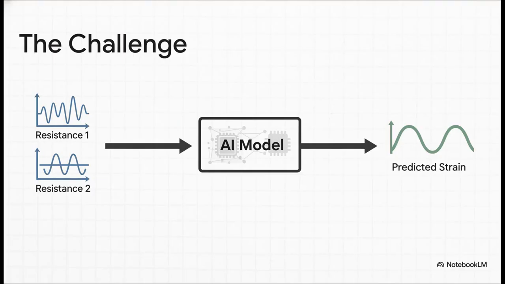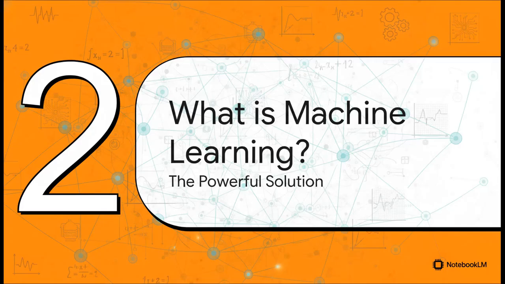So for this lab specifically, here's the setup. You've got two inputs. These are the resistance readings coming from two different electrodes, and your target, the thing you want to predict, is the physical strain being measured. So the mission, if you choose to accept it, is to build a model that can take those two resistance numbers and accurately predict the strain. Simple as that. So how in the world do we find that hidden relationship between resistance and strain?